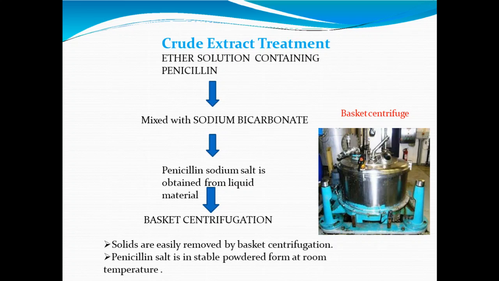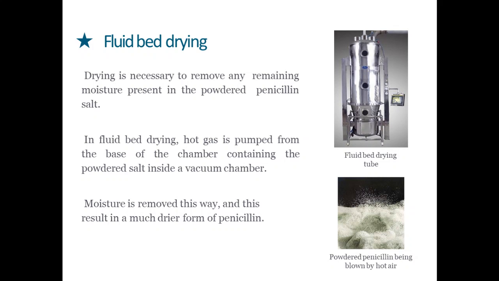Basket centrifugation is a process which uses an instrument called a basket centrifuge, which is used for solid-liquid separation by the principle of centrifugal force. The feed material is dumped into the rotating basket. The liquid flows through the perforated baskets and solids are retained in the baskets. In this way, the solids can be easily removed by basket centrifugation, and penicillin salt, in a stable powdered form, is obtained by the final process.